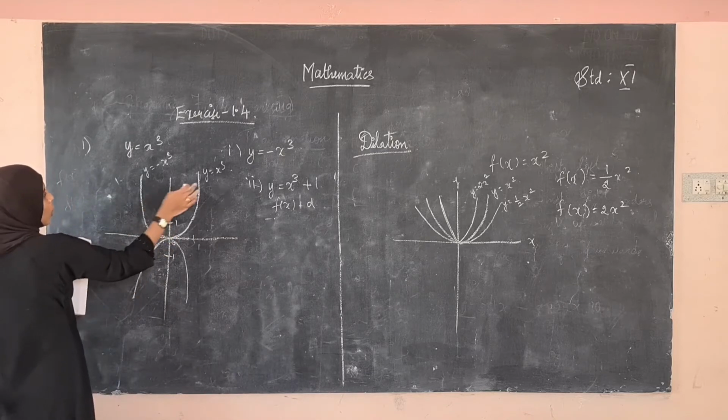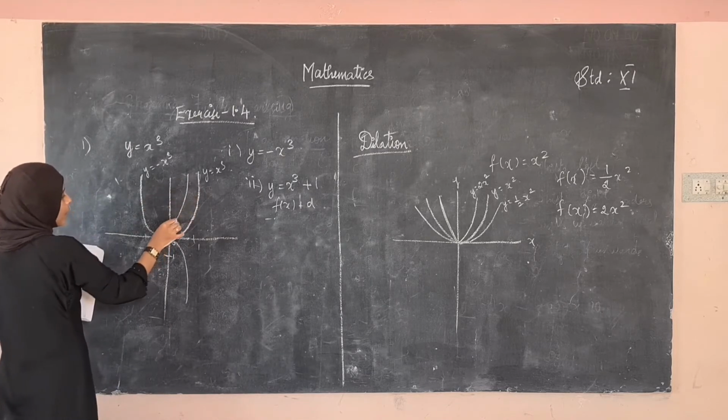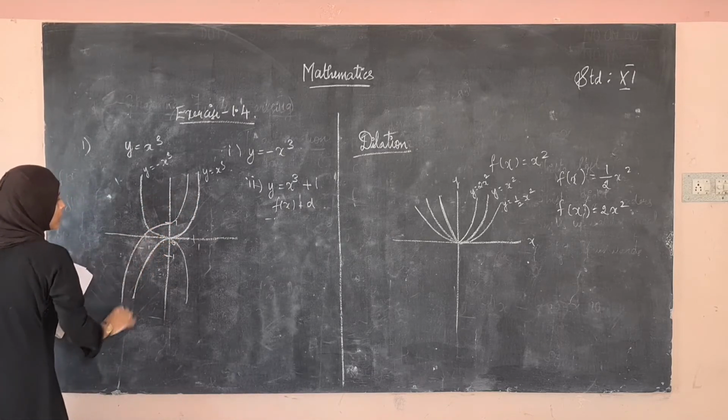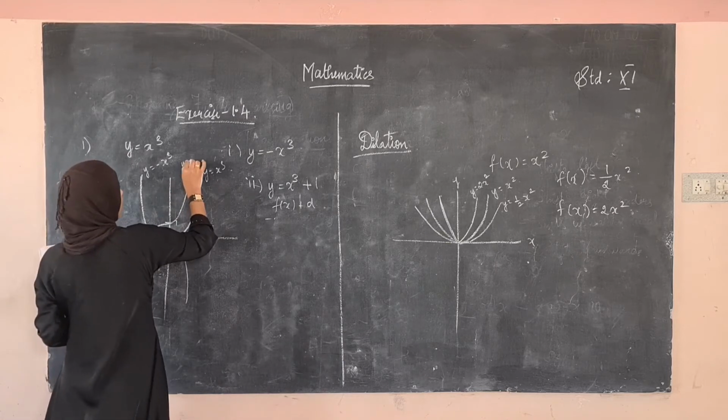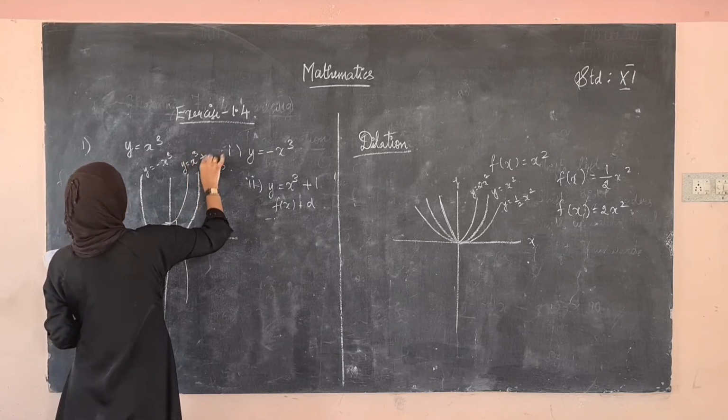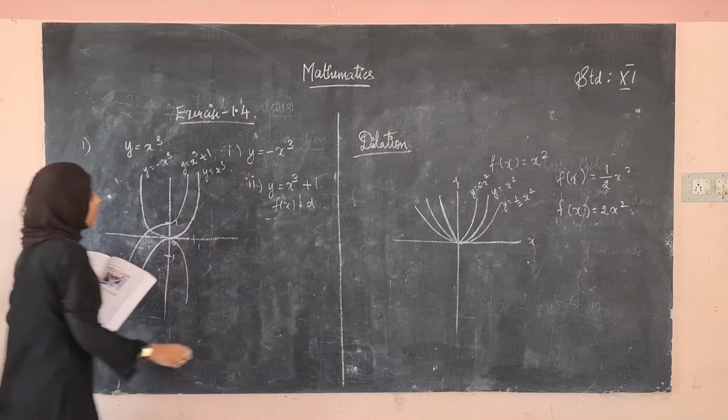This is the original graph. So what happens? This is the graph y is equal to x cube plus 1. So the graph of this is like this.